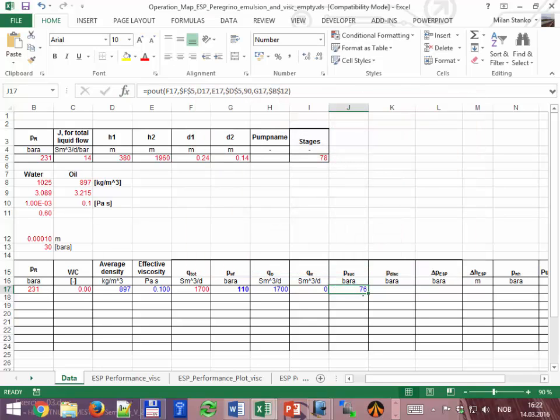Okay, so up to now I have done co-current calculations all the way to the suction of the pump. Now I'm going to do counter current calculations from the wellhead all the way to the discharge of the pump.